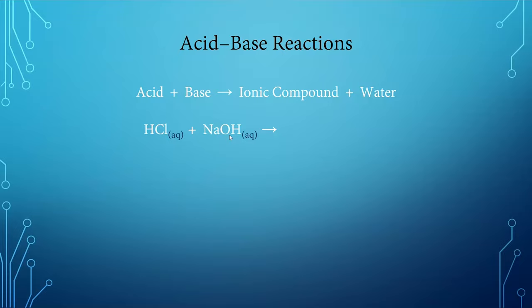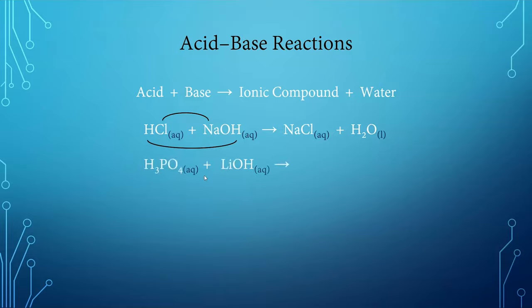Double displacement is a broad category, and that's why precipitation reactions, that was just one kind of double displacement reaction. Acid-base reactions are another type. So in an acid-base reaction, it's the same type of thing. A and D go together, and C and B go together. So we'll end up with the ionic compound sodium chloride and water. So water is always one of the products in one of these acid-base reactions.